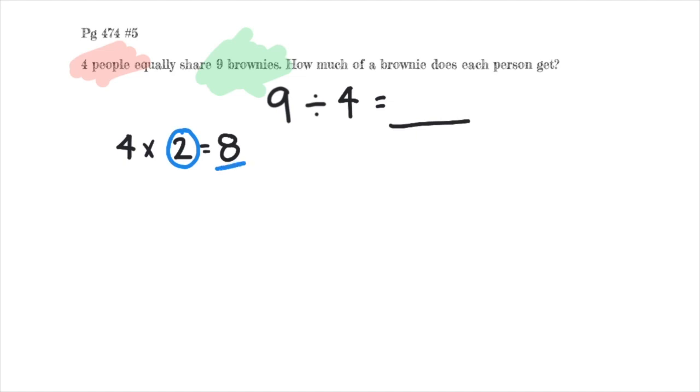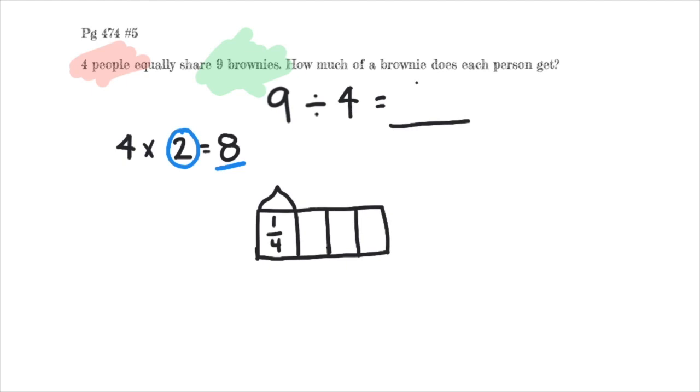Now, all I have to do is deal with that leftover, right? I have 1 brownie left over, and I want to break that up into how many pieces? I have to break that into 4 pieces, right? So when I break that up into 4 pieces, each person is going to get 1/4 of the brownie. So each person gets 8 and 1/4.